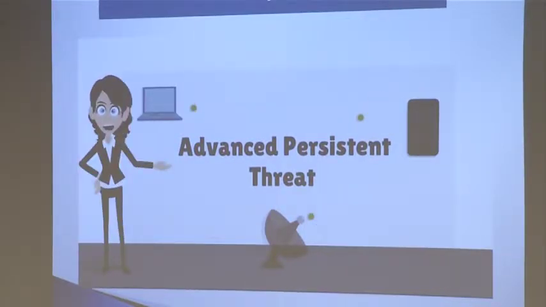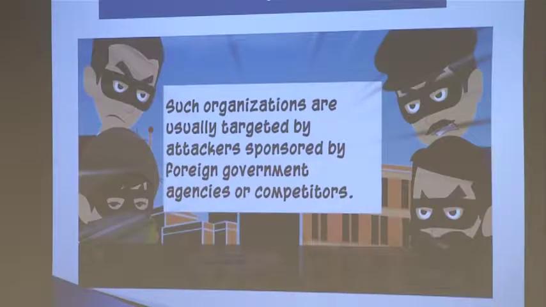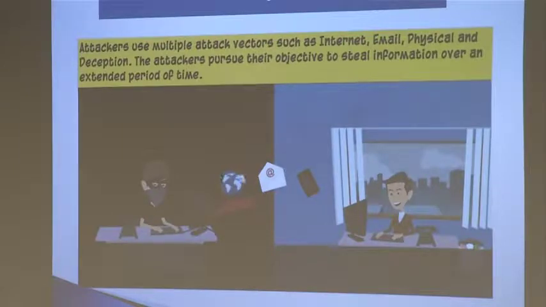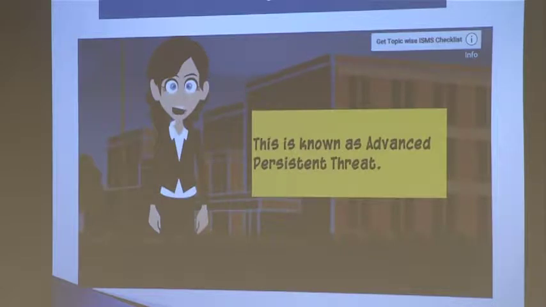Welcome to a short tutorial on advanced persistent threat. When you are a successful organization, it means you have valuable information regarding the business and clients. Such organizations are usually targeted by attackers sponsored by foreign government agencies or competitors. Attackers use multiple attack vectors such as internet, email, physical, and deception. The attackers pursue their objective to steal information over an extended period of time. This is known as advanced persistent threat.